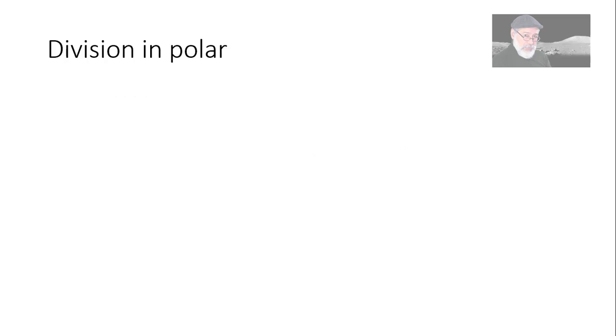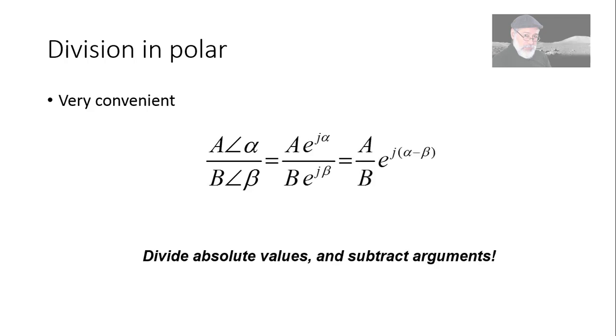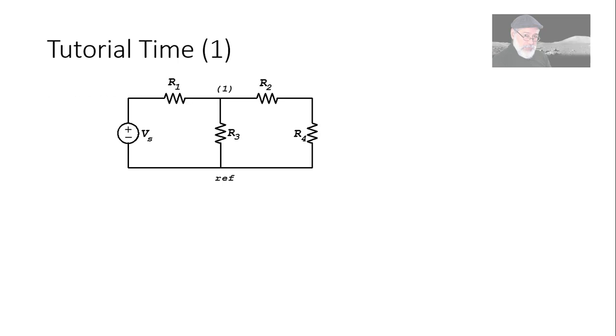That's why. Division in polar. In polar, that's a piece of cake. We just divide the modulus, the absolute value, and we subtract the arguments.